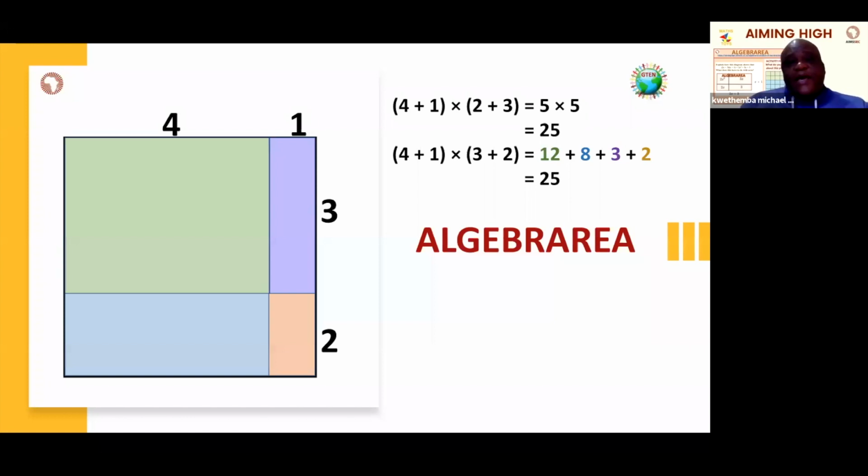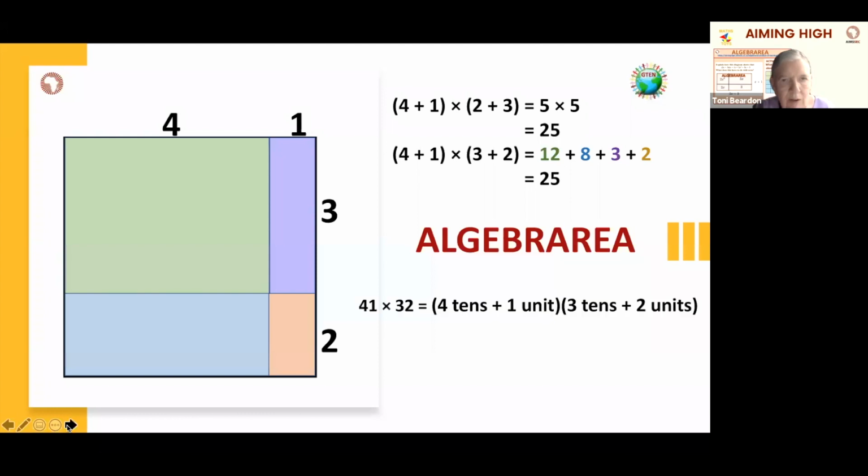If you multiply 4 plus 1, multiply that by 2 plus 3 in brackets, that gives us the dimensions which make up this square. The area becomes 5 times 5, which is equal to 25. So the splitting of the square is actually helping us to come up with the area of the bigger square. It could actually represent something else, and here we're now going to move on with our theme.